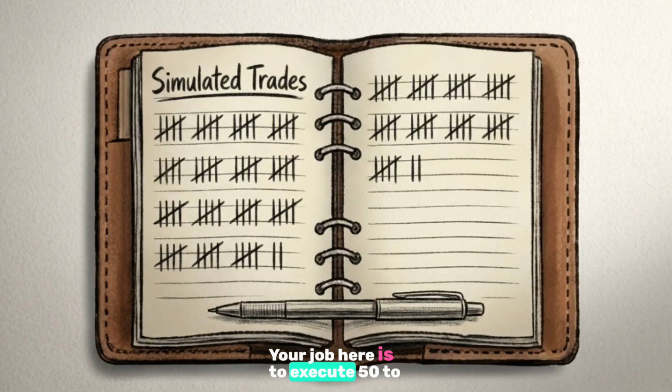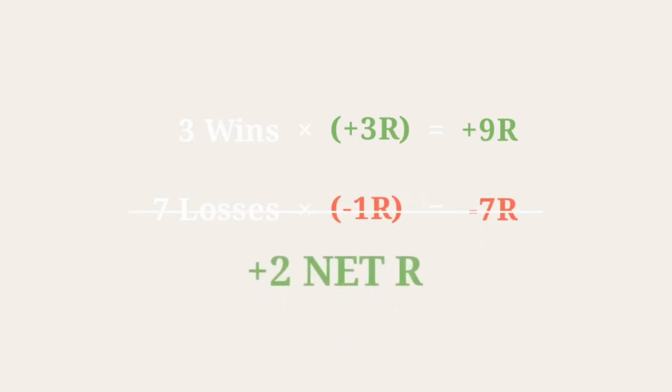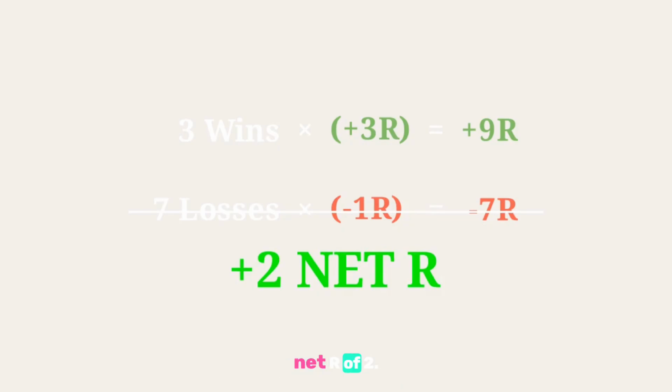Your job here is to execute 50 to 100 simulated trades, strictly obeying the R-based rules you established in your journal. This equation shows how we calculate your net R. Out of 10 trades, if 3 hit your +3R target, that's 9R. Subtract the 7 losing trades at -1R each, and you are left with a positive net R of 2.